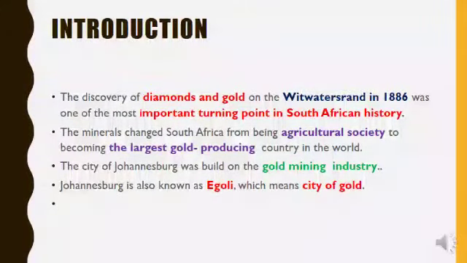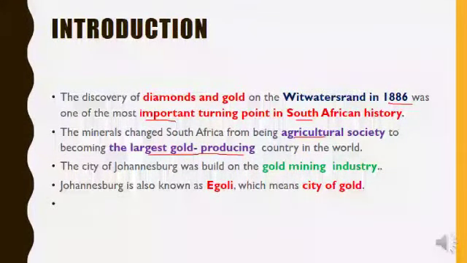The discovery of diamond and gold on the Witwatersrand in 1886 was one of the most important turning points in South Africa. Turning point, we're referring to a situation, if I may put it like that. A turning point is when things are changing in South Africa, when things are taking a different direction. Like I said, from agricultural revolution, now we're having a mining revolution. The minerals changed South Africa from being an agricultural society to becoming the largest gold producing country in the world.